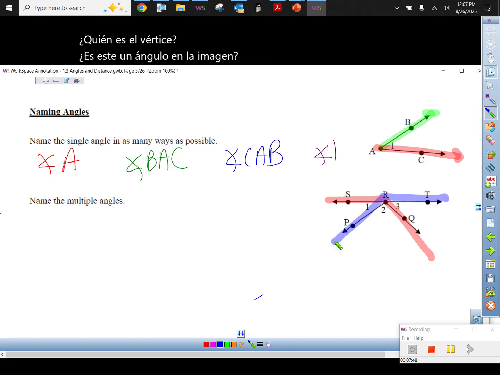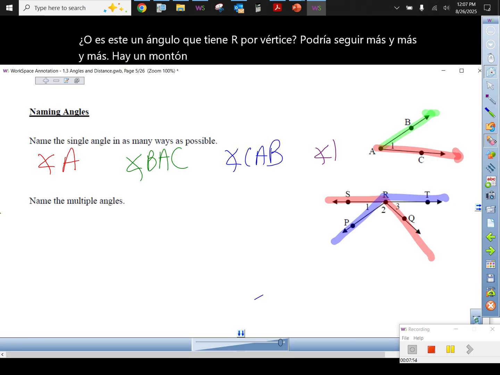I could go on more and more. There's a bunch of different angles, but did you notice the common theme? Their vertex is always R.